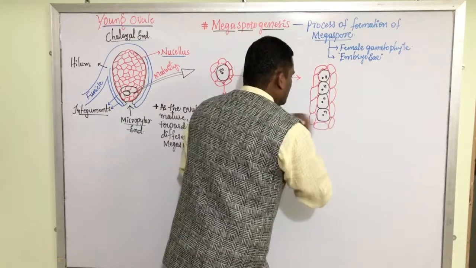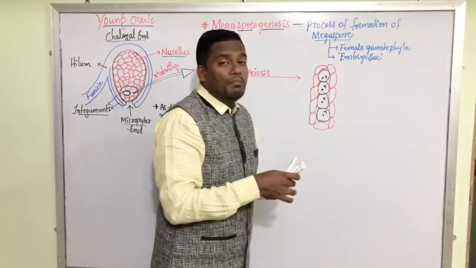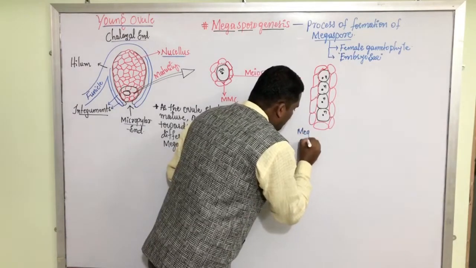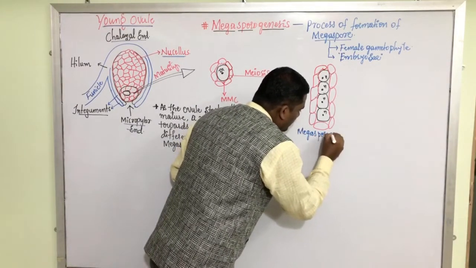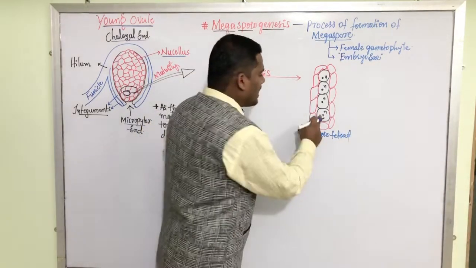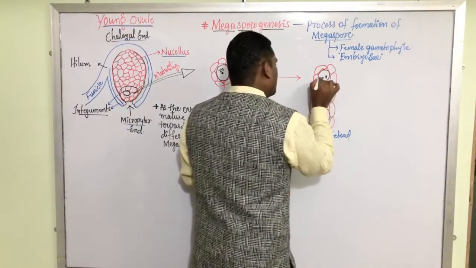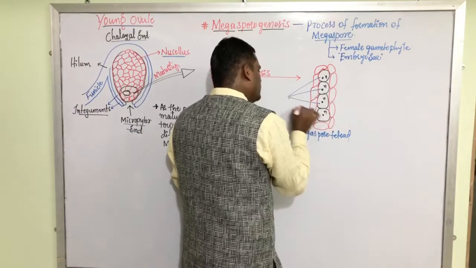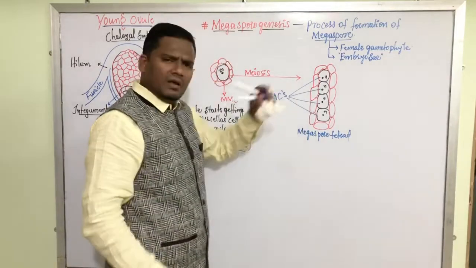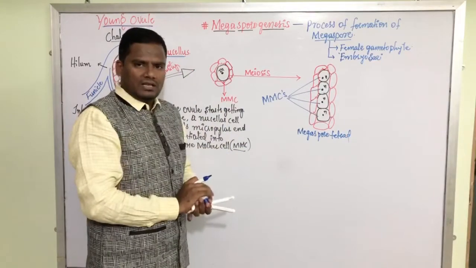This is the nucleus. This structure is called a megaspore tetrad. Why is it called a megaspore tetrad? Because 4 cells are formed, and all of them are megaspore mother cells, because they are all the daughter cells of this megaspore mother cell.